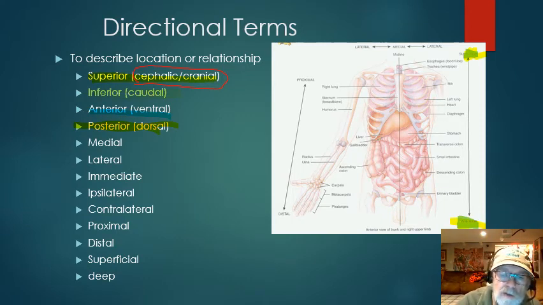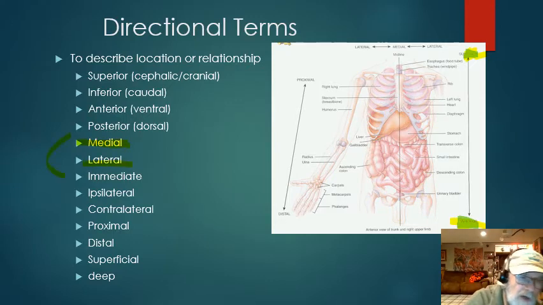The next two words that we have down here, let me get rid of those. Let's go to the next one here. This next one is called medial and lateral, and they are also opposites. Now, the best way to look at medial and lateral is to take this line right down the middle.